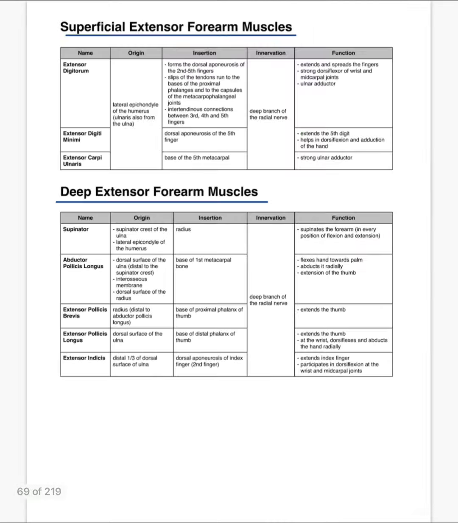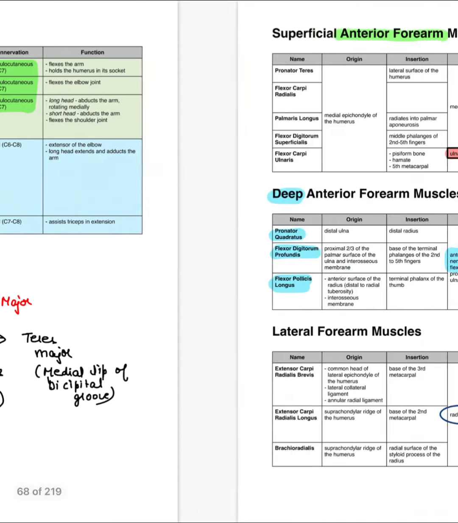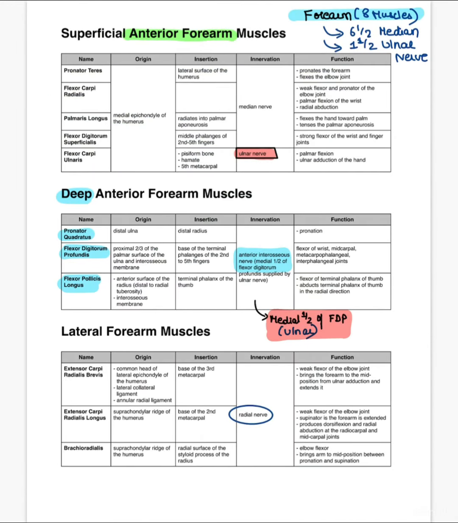I'll open the page for you so that you can see, guys. So they have superficial and deep muscles. Do you see? There are 5 superficial muscles and 3 deep muscles. If you can have a look, guys, that is your 5 superficial muscles and your 3 deep muscles.